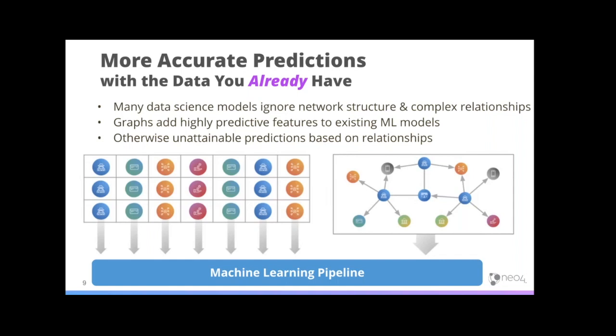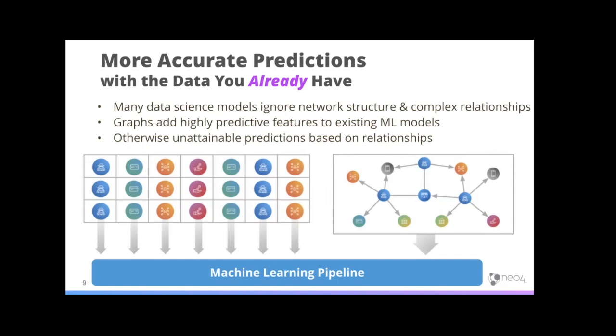And that's because, as we saw just a few moments ago, relationships are really predictive of behavior. Many of the models that we have today in data science ignore these complex relationships. They ignore the topology of your network. So you're basically throwing out data you already have, and we can add that in with predictive features to existing models, and even come up with some predictions that are based on relationships that you otherwise wouldn't be able to see at all.